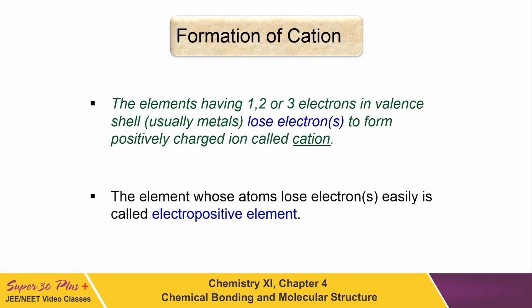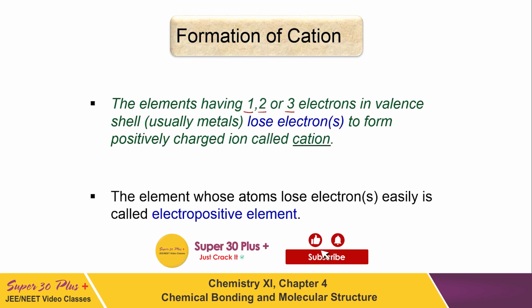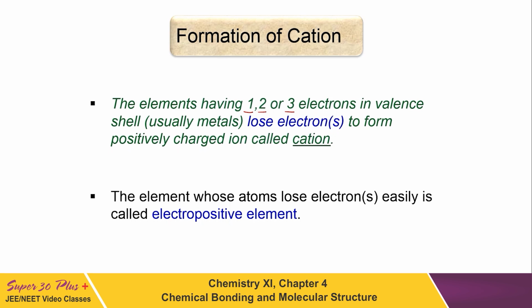First of all, we will discuss the formation of cation. In order to form an ionic bond, we need cation. Consider elements having 1, 2 or 3 electrons in the outer shell. If any element has 1, 2 or 3 electrons in the outer shell, then what will happen to gain stability? As we know, to gain stability, there should be 8 electrons in the outer shell. So now there are two possibilities. Either they will gain 7, 6 or 5 electrons, or they will lose 1, 2 or 3 electrons.